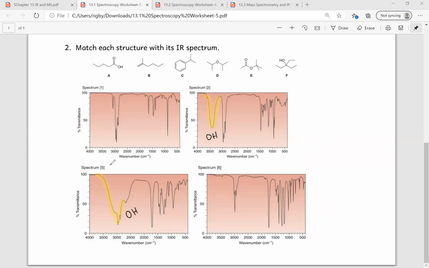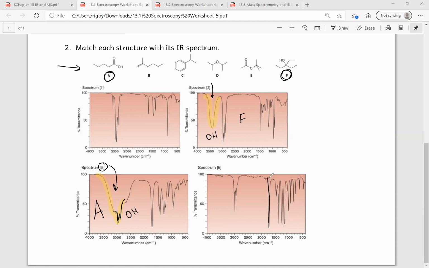But then we can see in this spectrum that it bleeds into the carbon-hydrogen bonds here. So we know that this spectrum 5 will be a carboxylic acid. When we look at our possible structures, we only have one carboxylic acid, so this one is going to be matched with A. Now over here, we have an OH bond but no carboxylic acid. We look at our possible structures and see the one with the OH group is F. And you're going to do this with all of them.